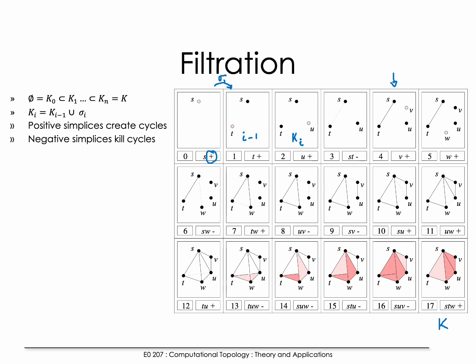The triangle SUW is also negative because it also destroys a one cycle. The two simplex STU is also a negative simplex. It destroys a one cycle. And followed by the triangle SUV, that is shown in light pink, SUV, that is again negative because it destroys a one cycle.